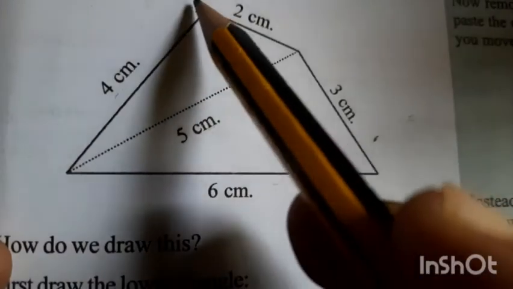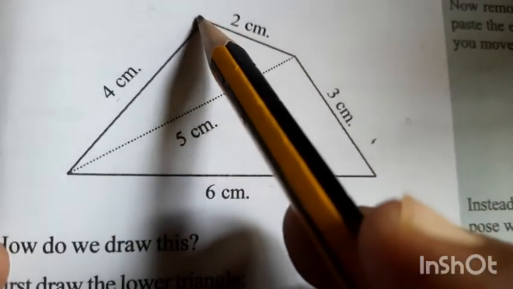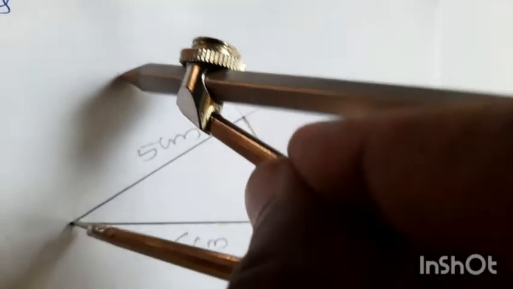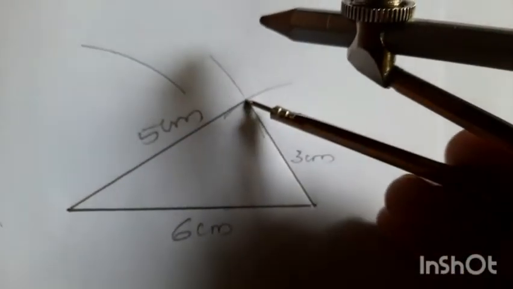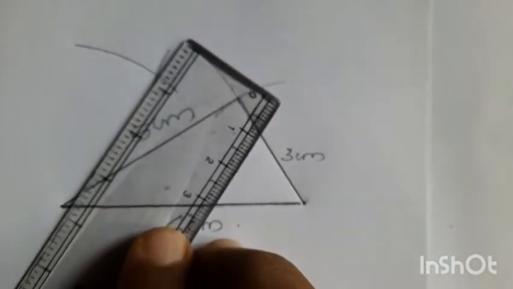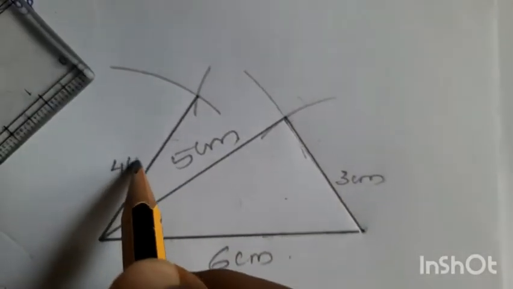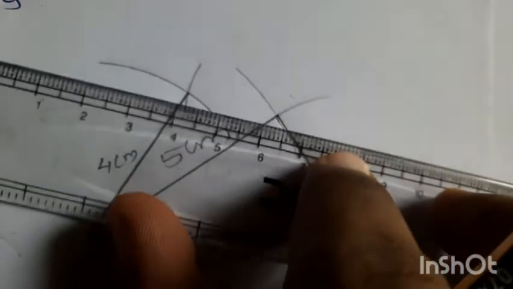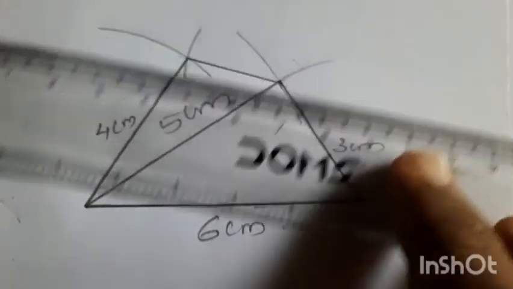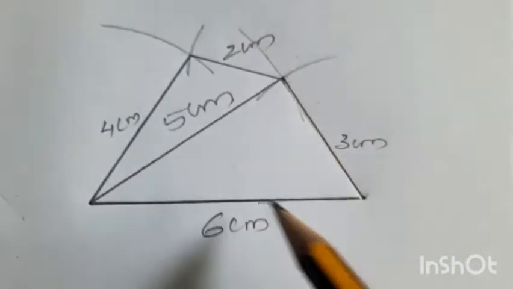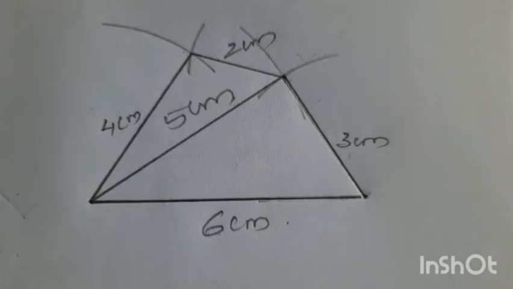Next you are drawing a 4 centimeter line here and a 2 centimeter arc here. From this end draw a 4 centimeter arc. From this point draw a 2 centimeter arc. Then you have to join the lines. 4 centimeter, next 2 centimeter. So you got a quadrilateral of 4 sides and 1 diagonal.